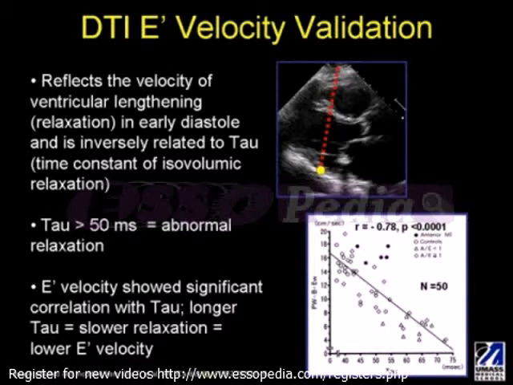One of the first studies to validate the DTI E' velocity against tau, or time constant of isovolumic relaxation, was from Oki and colleagues. A sample volume was placed in the posterior wall, and the myocardial velocities were compared to tau in 50 subjects. Abnormal tau or relaxation was defined as greater than 50 milliseconds. This is typically the standard used when evaluating against tau. 50 milliseconds is typically the cutoff value that will be used throughout the additional validation studies. The image to the bottom right was adapted and modified from Dr. Oki and colleagues. What this demonstrated was a significant negative correlation between the E' velocity and tau. Now, as I mentioned earlier, the lower the E' velocity, the slower the relaxation, as shown in the linear regression equation to the right.